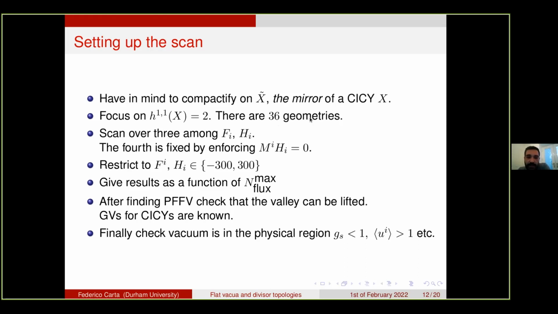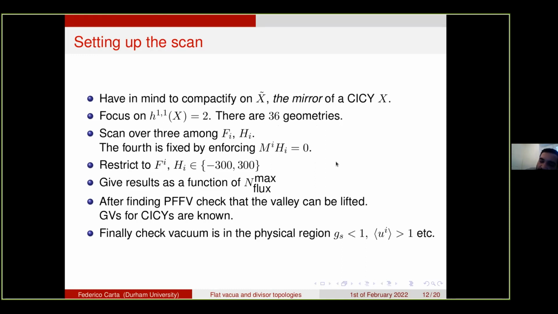We have 36 geometries in total, and we want to scan over 3 among the 4 fluxes that I have. So remember, H11 equal to 2, so I have F1, F2, H1, H2. The fourth one is fixed by enforcing the orthogonality condition. That's a necessary condition for the small W naught. We set by hand a range of minus 300 to 300 for the flux. And also, importantly, we give results as a function of the D3 tadpole.